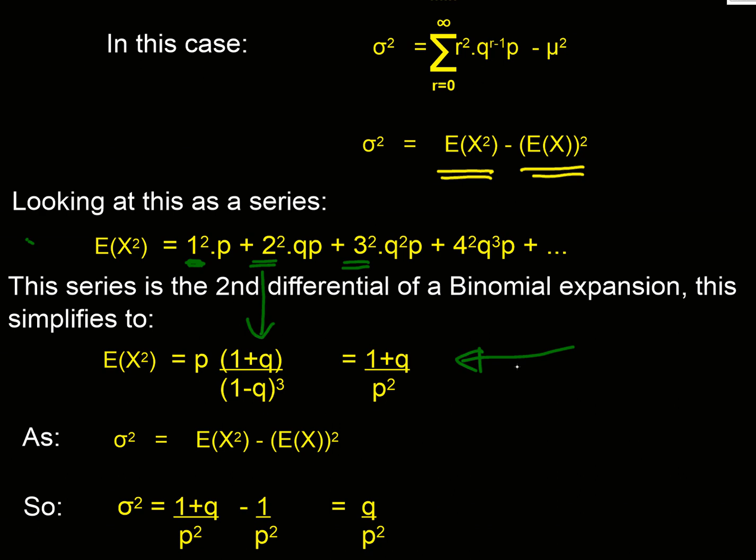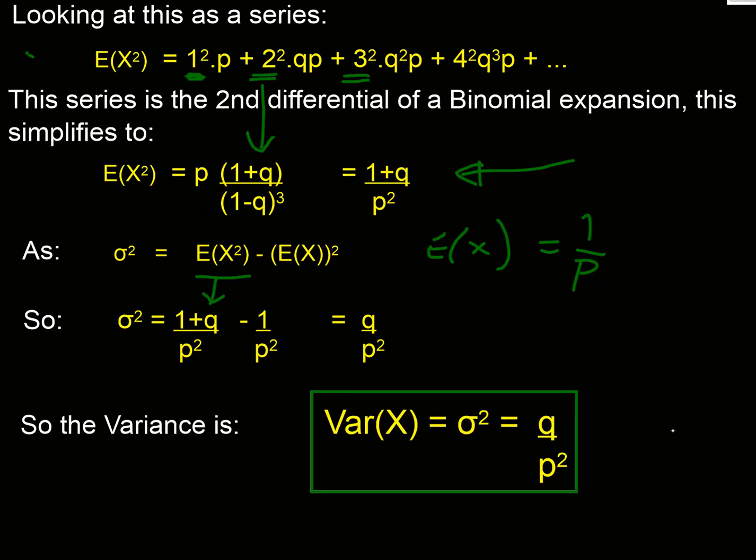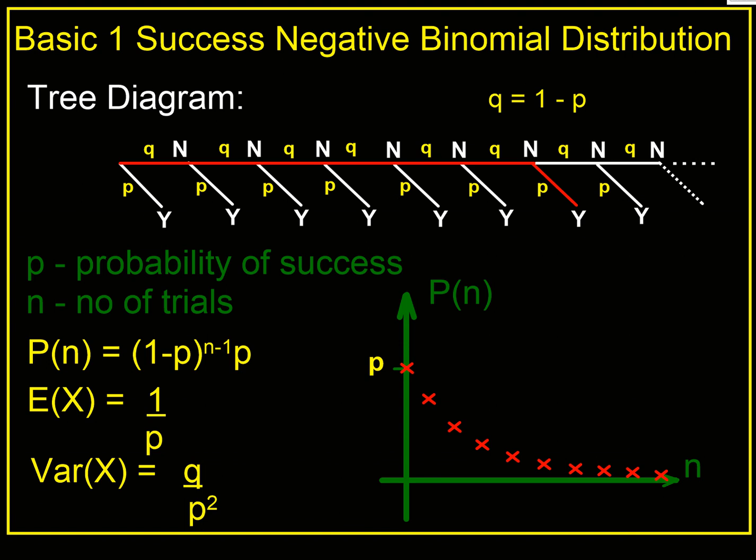Okay, so that's going to be my E of X squared. There it is, 1 plus Q over P squared. Now we already know that E of X was 1 over P. So if we square that, we get 1 over P squared, and we get a nice cancellation, so we just end up with Q over P squared. So that's our variance of a single, R equals 1, negative binomial.